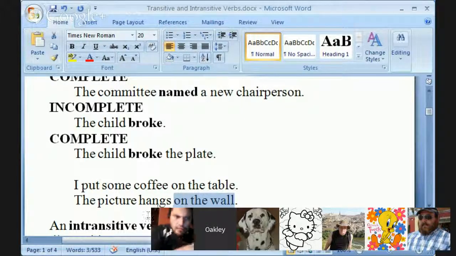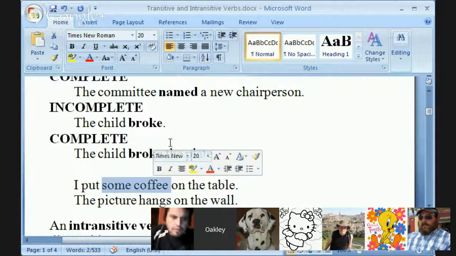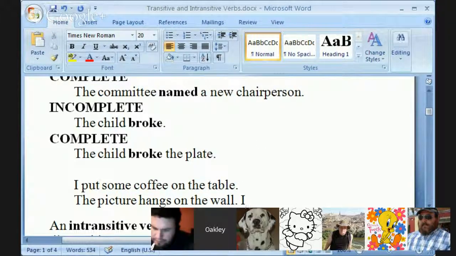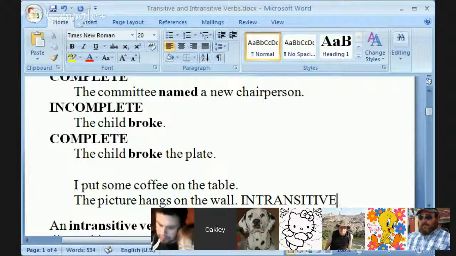An action happens to a thing, directly to that thing, like some coffee. The child broke the plate. The committee named a new chairperson. So this is intransitive here. So it should be without an object, or with object? It must have an object noun.